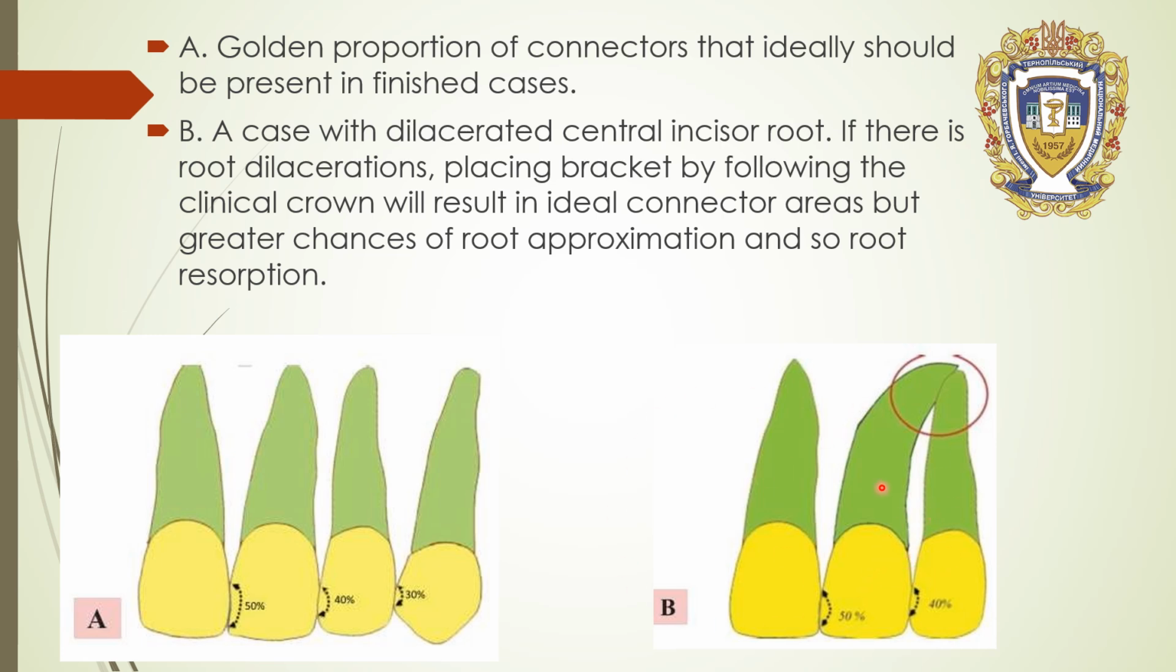Scheme B, a case with delacerated central incisor root. If there is root delaceration, placing bracket by following the clinical crown will result in ideal connector areas but greater chances of root approximation and so root resorption.